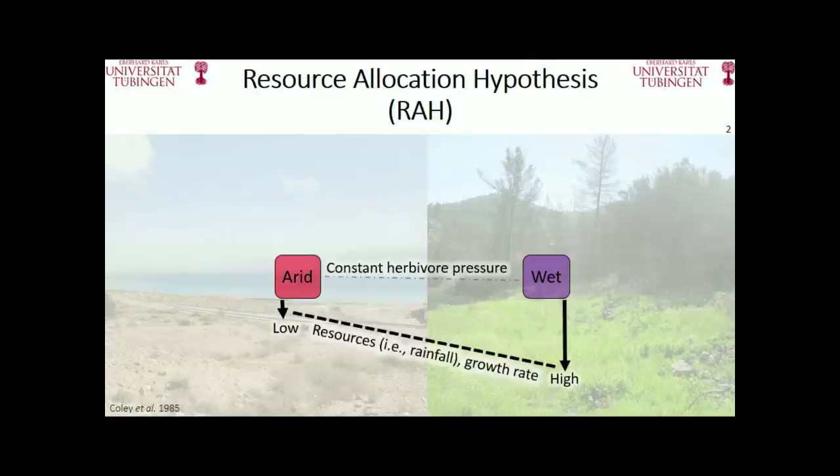So, in low resource environments, such as arid environments, shown here, you have low resources and therefore a low plant growth rate. And then as resources become higher and the environment becomes more favorable, the growth rate of plants becomes higher also. And this is correlated with the investment in chemical defenses. So in low resource environments, you have high chemical investment to be able to protect your expensive resources. And this steadily decreases as you move towards the more productive environments.